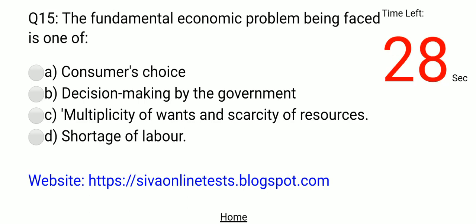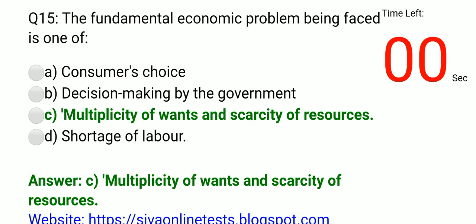Question 15. The fundamental economic problem being faced is one of. Options. A. Consumer's choice. B. Decision making by the government. C. Multiplicity of wants and scarcity of resources. D. Shortage of labor. Answer. C. Multiplicity of wants and scarcity of resources.